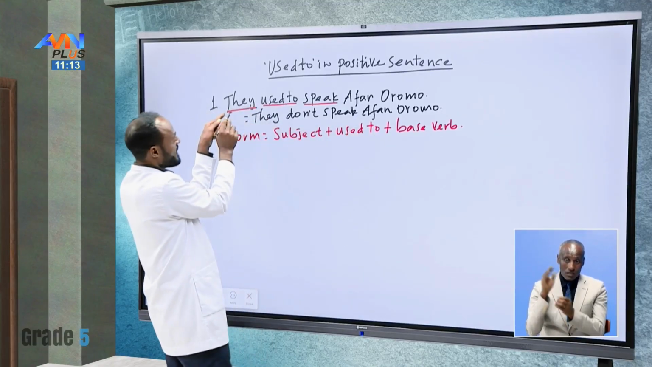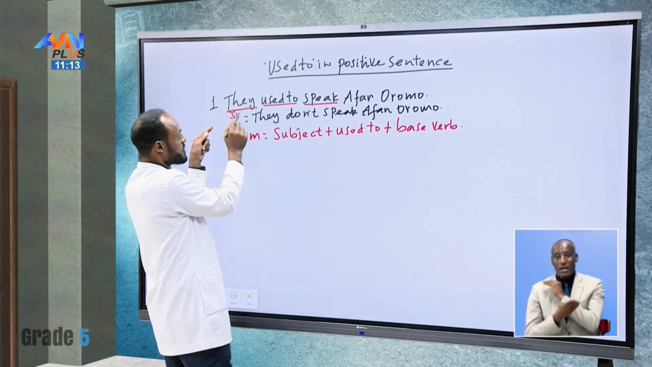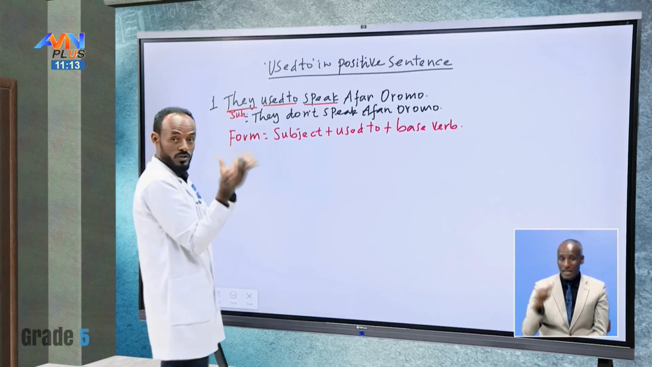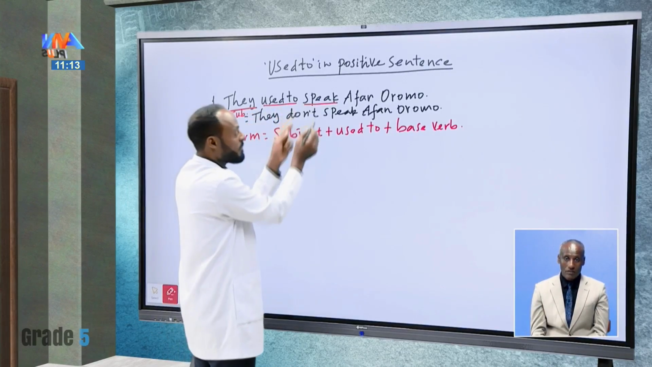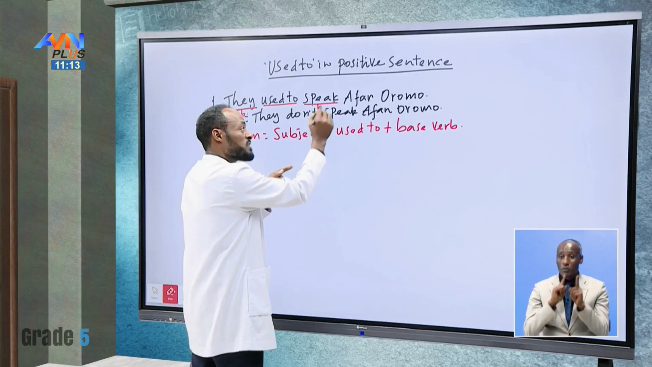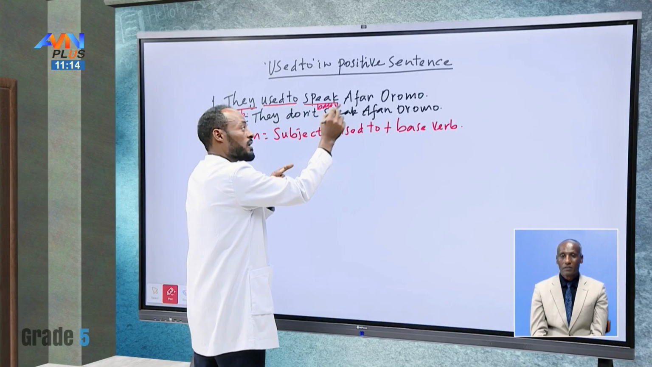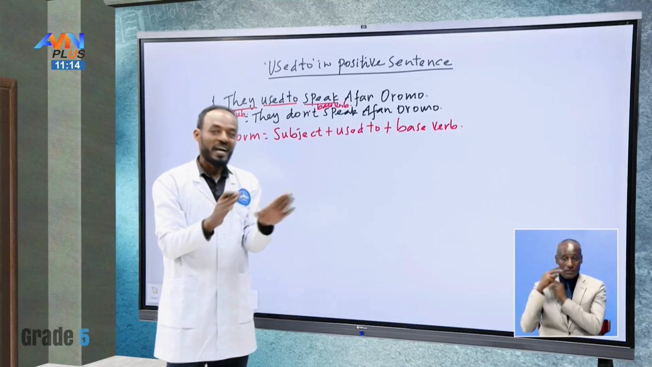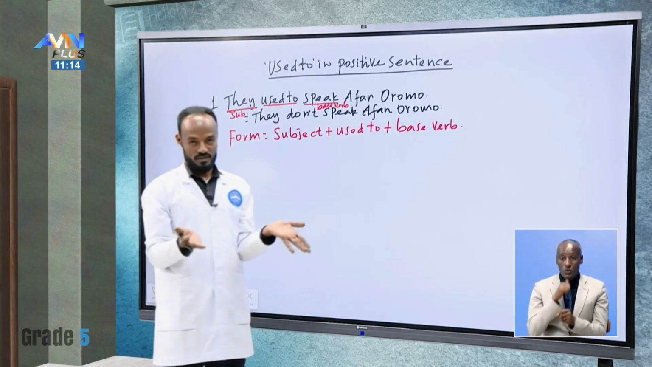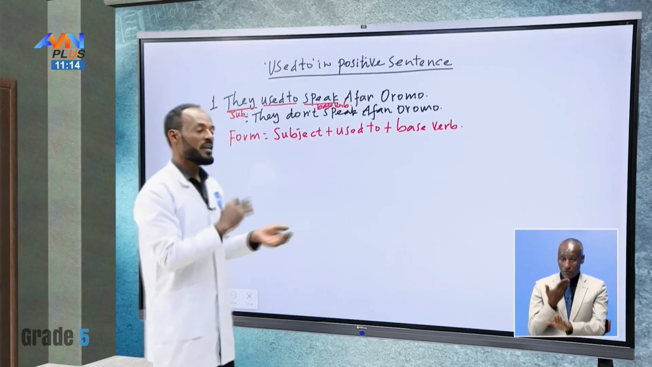Look, they is the subject. What about used to here? Here is used to. This one is given. What about base verb? This one is base verb. Base verb means the verb which does not take any prefix or suffixes. Is that clear? Nice, students.